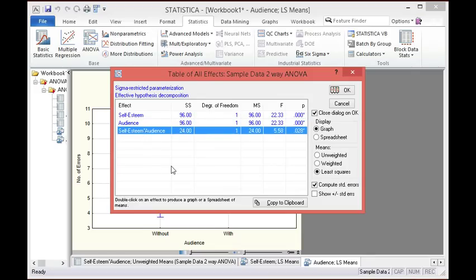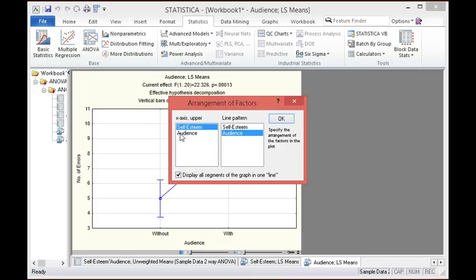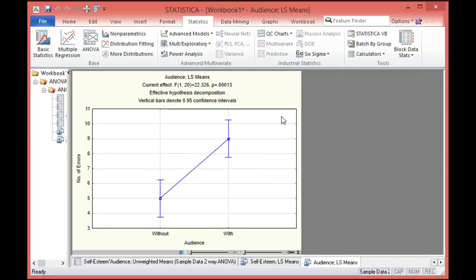And then lastly, self-esteem and audience. Let's check the plots. Okay, now it's asking which is the x-axis and which is the line pattern. Normally, my suggestion is that whichever is the moderator, you assign that as the line pattern. The moderator in my conceptualization is the audience, and the independent variable is self-esteem. So let's click OK.